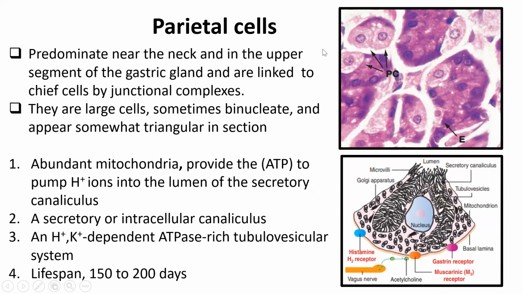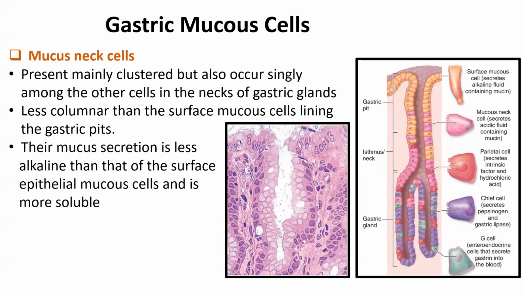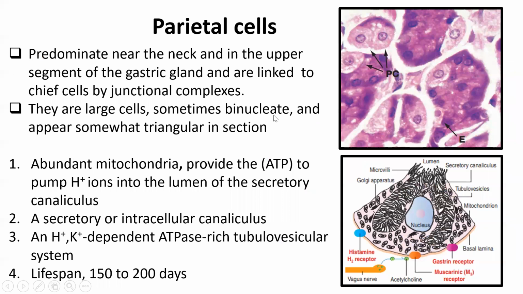Now the second cell is the parietal cells. This is predominant near the neck and the upper segment of the gastric gland. You can see them here. These are the parietal cells near the neck. Histologically, these are large, sometimes binucleate. You'll see them in a histological section like that. They're pale, rounded, larger than any other cell. Sometimes you can see the binucleation. I don't see it here. And sometimes they appear triangular, like this one looks a little bit triangular.